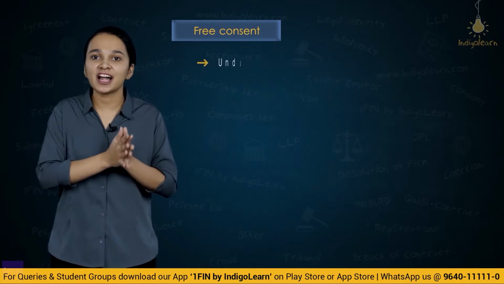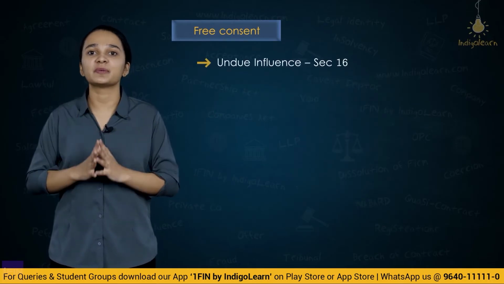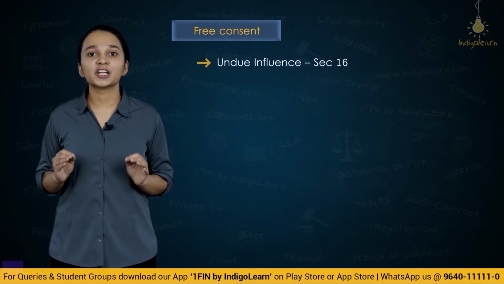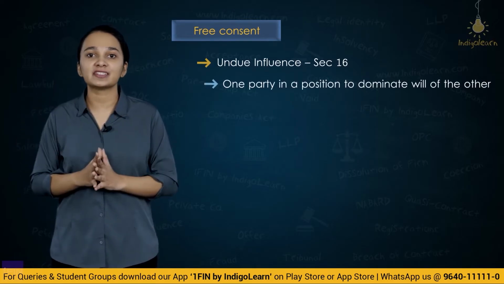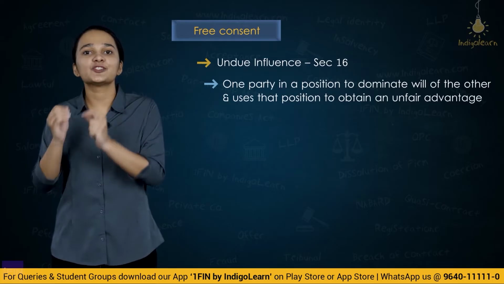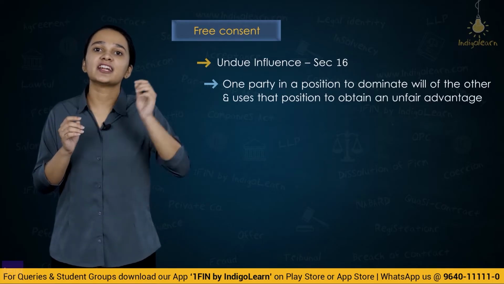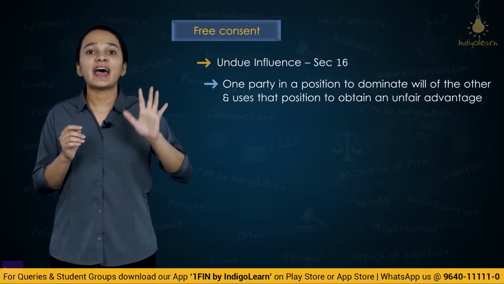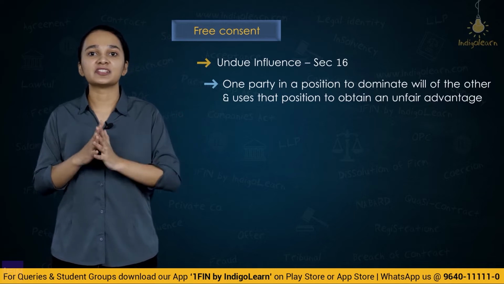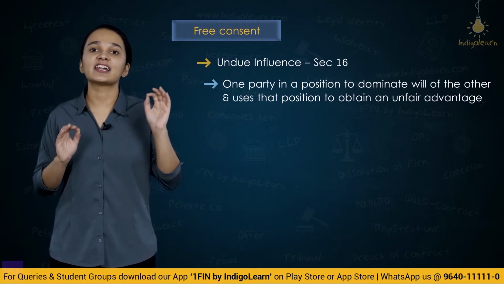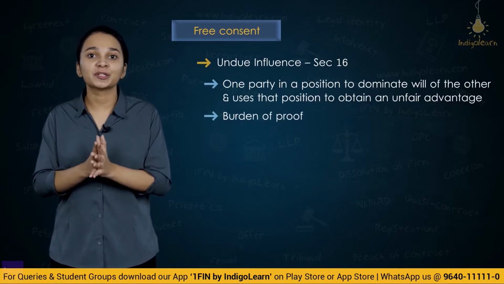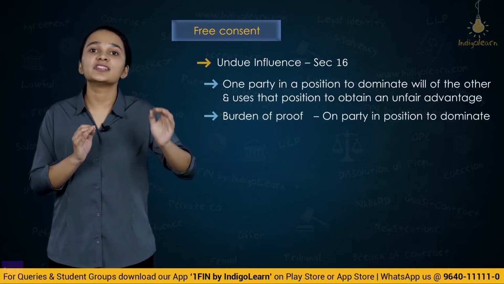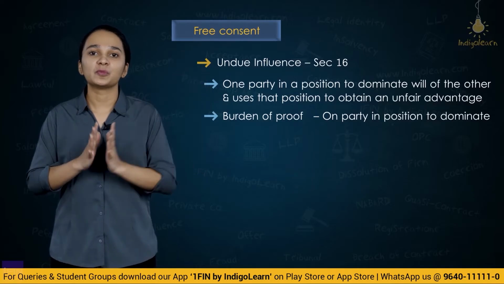Then we started with undue influence. Section 16 talks about undue influence. What is undue influence? When one person is in a position to dominate the will of the other person and uses his dominant position to make the other person enter into a contract and takes unfair advantage of this other person, in that situation we say that undue influence has been used, and burden of proof in case of undue influence is on the person who is in a dominant position.